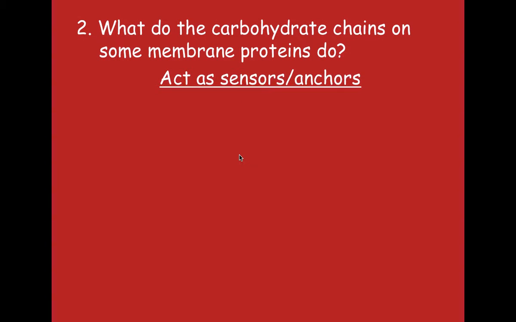Okay, the question that is down below on that one: what do the carbohydrate chains on some membrane proteins do? They act as sensors and anchors. So this concludes our talking about the cell membrane, and in the next one we're going to move on to transport.